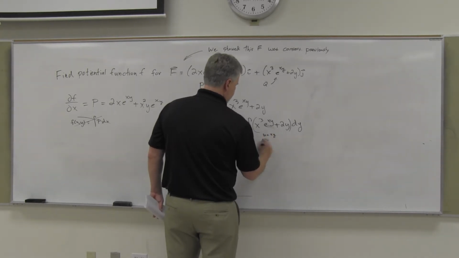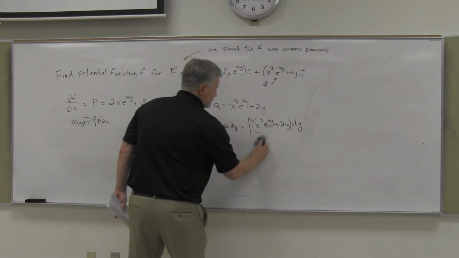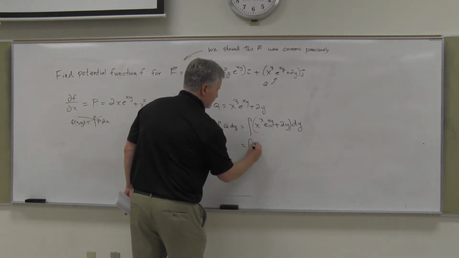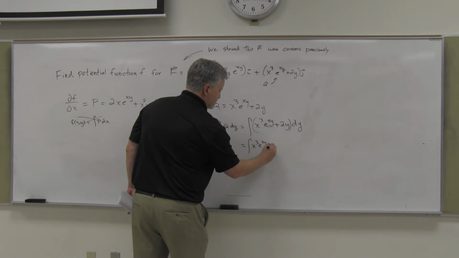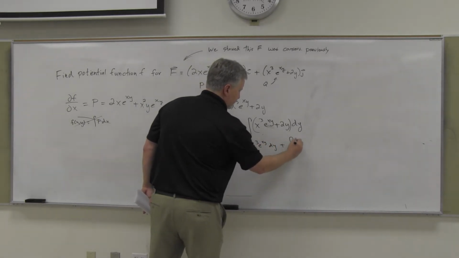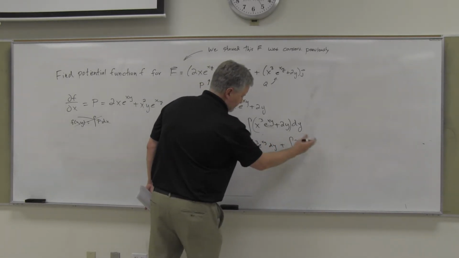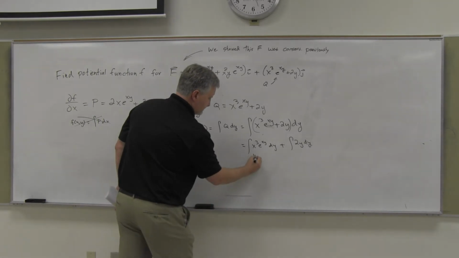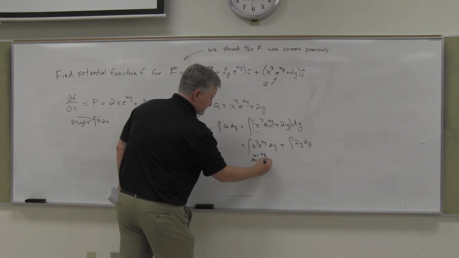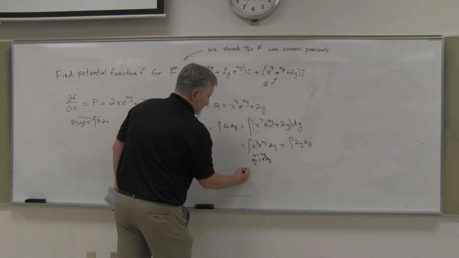I probably should separate it here. So what I'm doing is just doing this plus this. This one you don't have to do u substitution. U equals xy, du equals x dy. So dy is du over x. Oh yeah, it even works out.